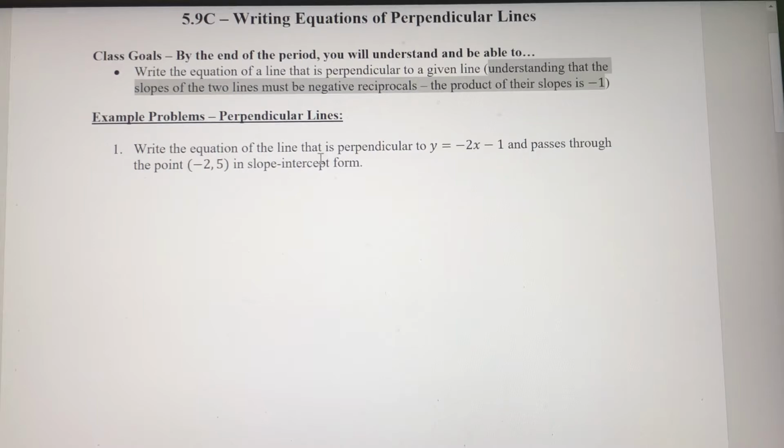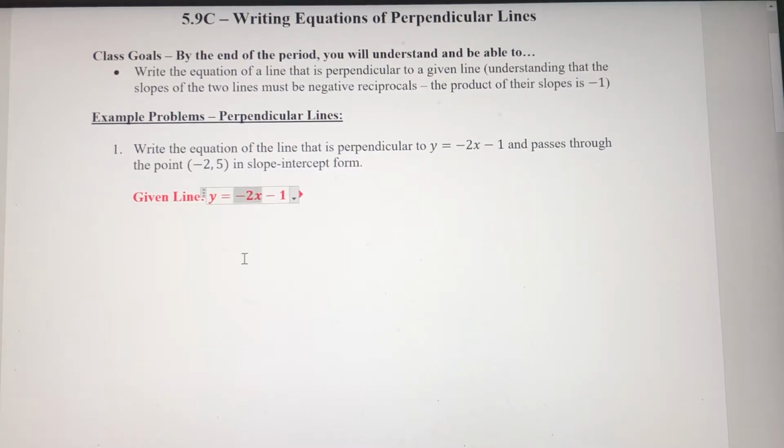We want to write the equation of the line that is perpendicular to this given line, y equals -2x minus 1, and passes through the point (-2, 5). Okay, we want our final equation to be in slope intercept form, and we're going to use point slope form to get there. Okay, so let's look at the given line first. We need to determine the slope of the given line. Okay, so we're already in slope intercept form here.